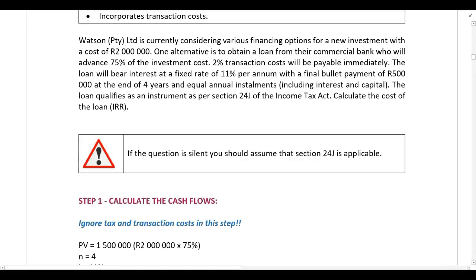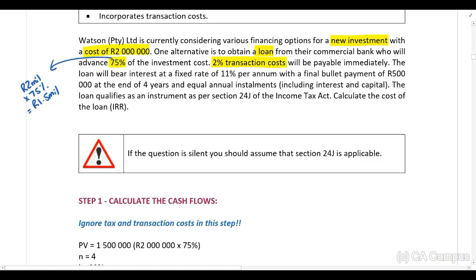Watson Pty Limited is currently considering various financing options for a new investment with a cost of 2 million rand. One alternative is to obtain a loan from their commercial bank who will advance 75% of the investment cost. All right, so they won't be able to get a loan for the full amount, but only 75% of the investment cost. So their commercial bank is prepared to give them a loan of 1.5 million rand.